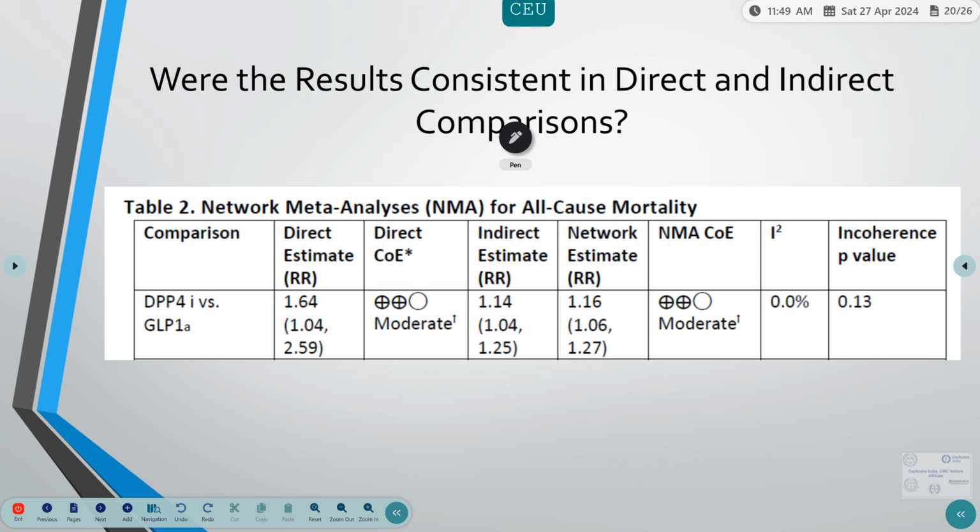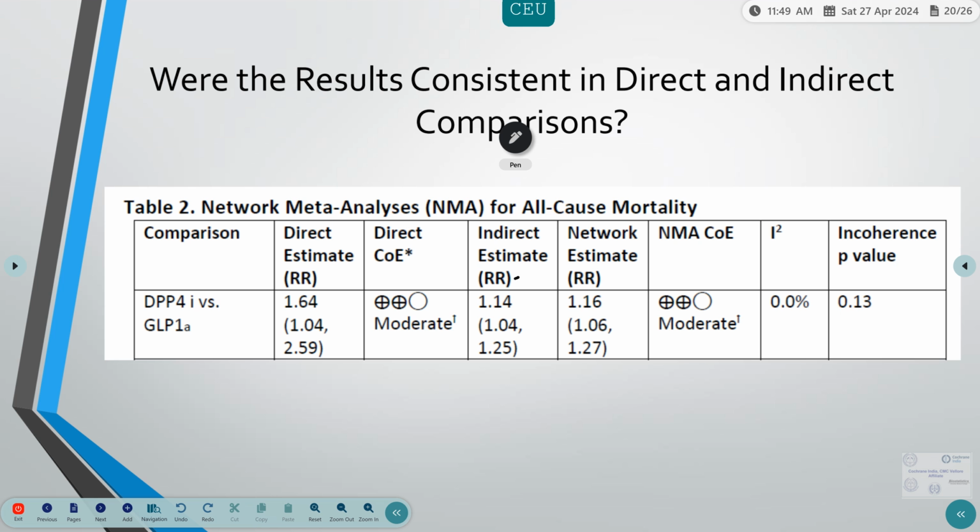Were the results consistent in direct and indirect comparisons? So in the supplementary article, they have these tables for the network meta-analysis, and for all-cause mortality, for our specific question, we can see that they've put a direct estimate, they've put an indirect estimate, they've put a network estimate also, along with the incoherence levels, everything they've documented.